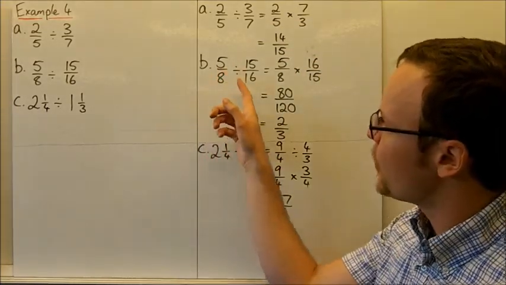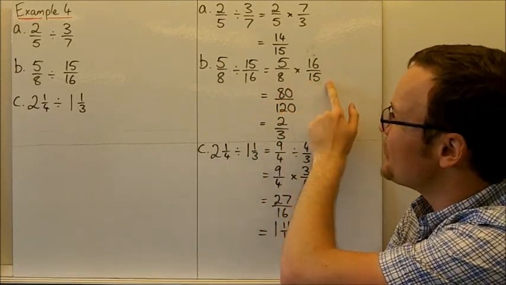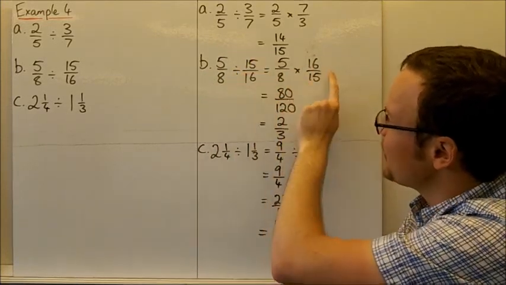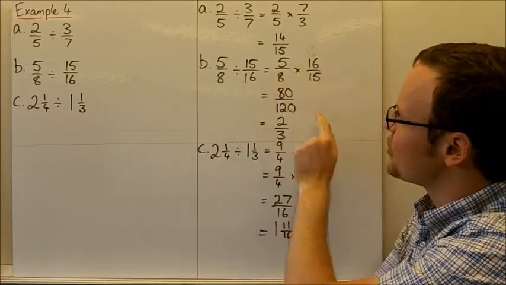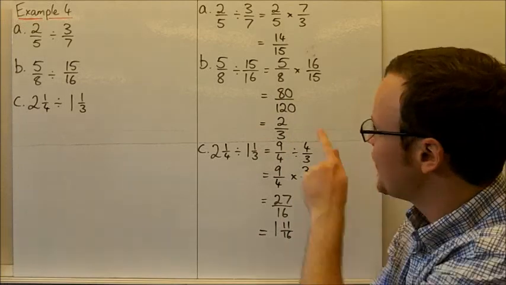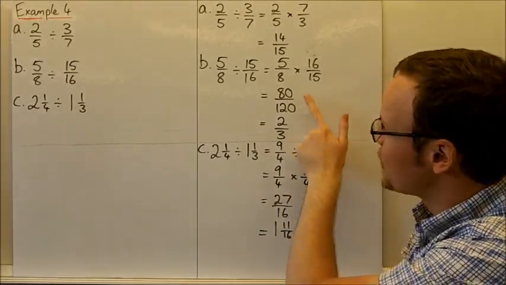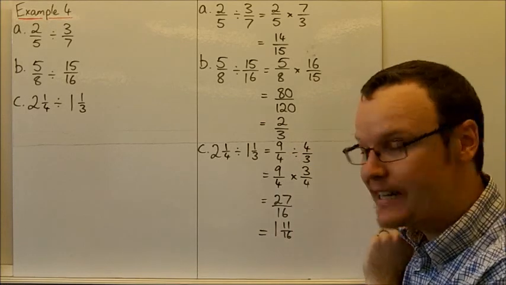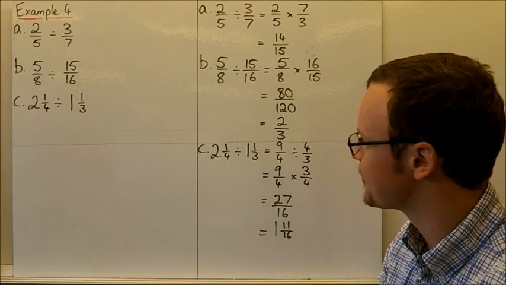Secondly here, 5/8 divided by 15/16, that's the same as 5/8 times 16/15. We found the reciprocal there of the second fraction. 5 times 16 is 80, 8 times 15 is 120, and that simplifies down to 2/3. So if we divide the numerator and denominator by 40, we get 2/3.